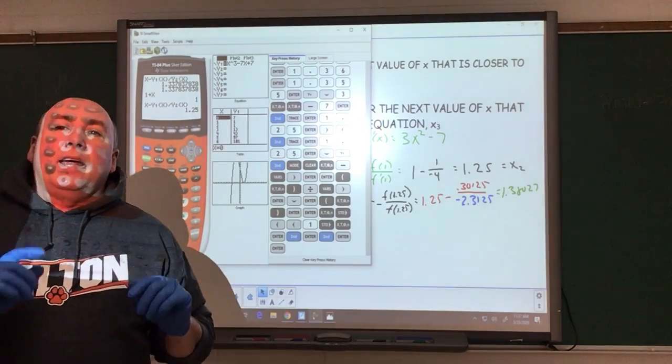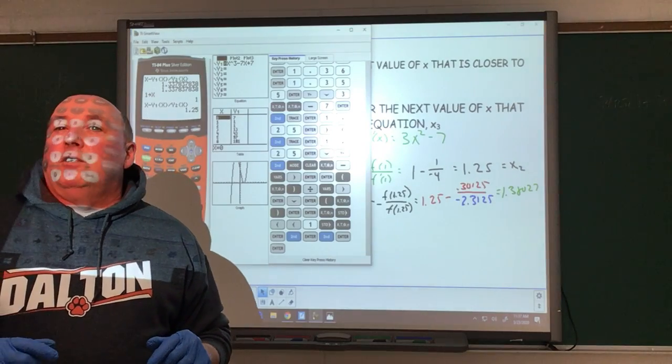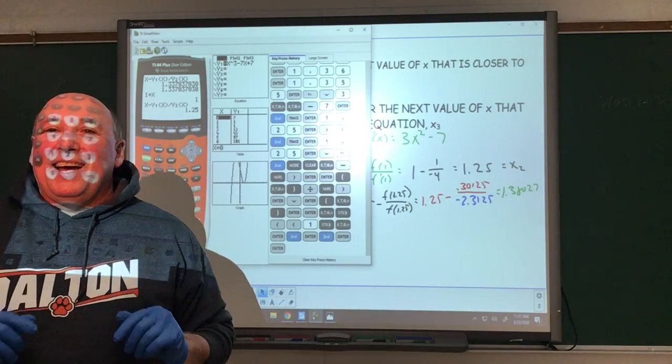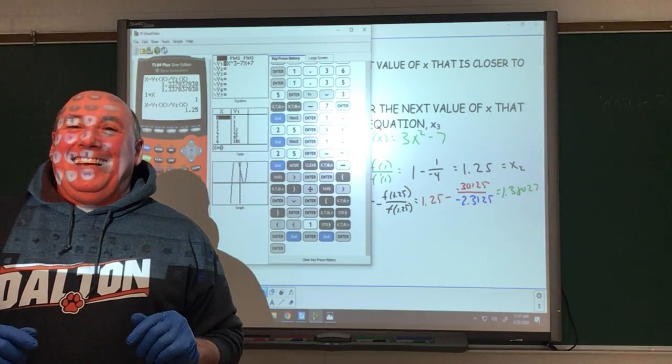Now, this is where your calculator comes in nice for you. Got a nice orange face for you. This calculator, if you look like a pumpkin.